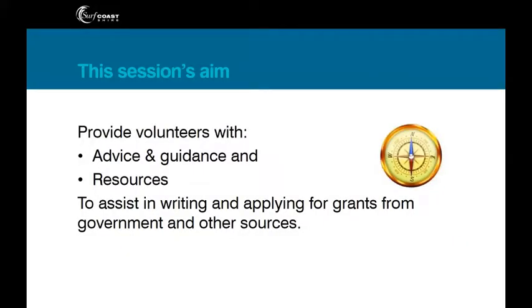Here's the aim of the session. All of the resources that you'll hear about are listed on our webpage, the one where you found this module. Feel free to download them and use them.